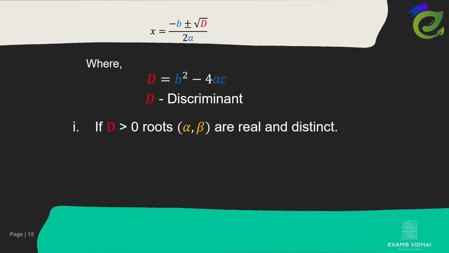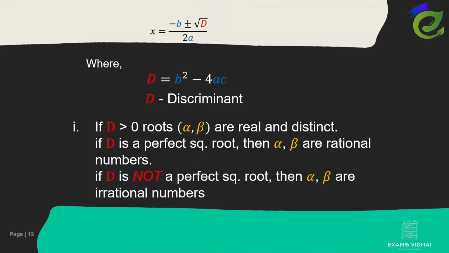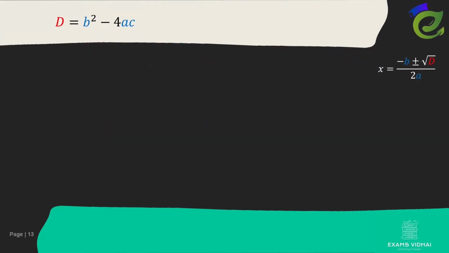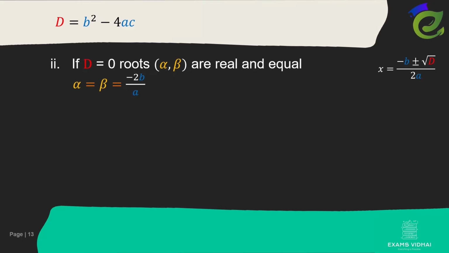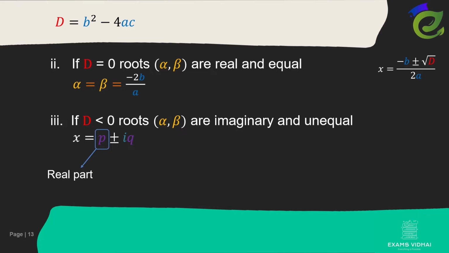If the discriminant is greater than 0, then the roots alpha and beta are unequal and real. Roots are rational numbers if the discriminant is a perfect square root, and the roots are irrational if the discriminant is not a perfect square root. If the discriminant is equal to 0, the roots alpha and beta are equal. If the discriminant is less than 0, then the roots are imaginary.